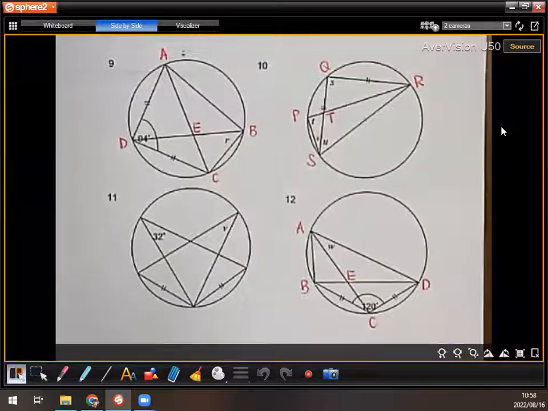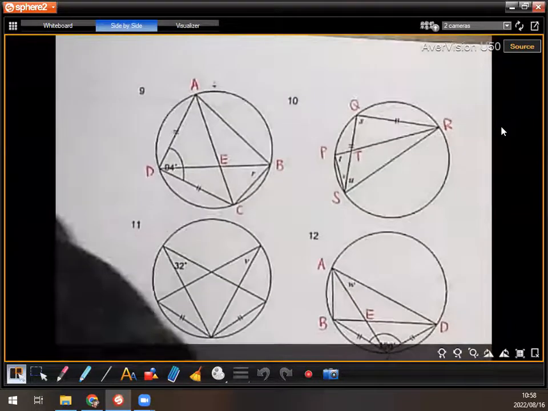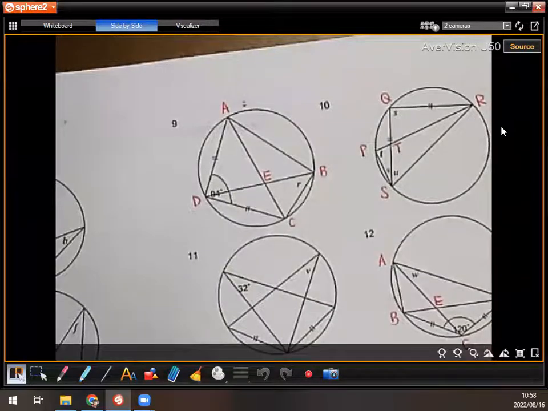Are we doing both target challenges? No, you're not doing the rest of the target worksheet. You won't be able to. You haven't learned all that stuff. So you're just doing this worksheet.